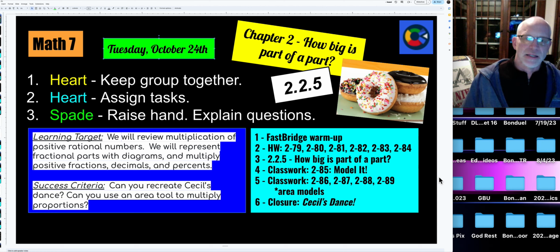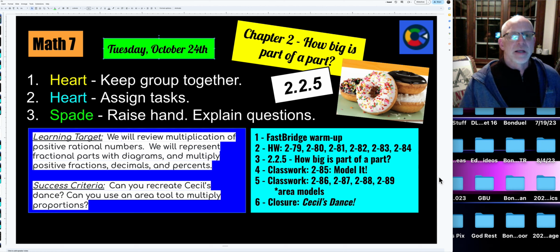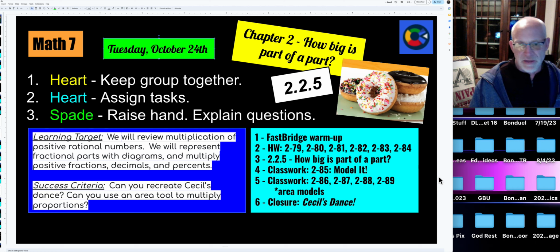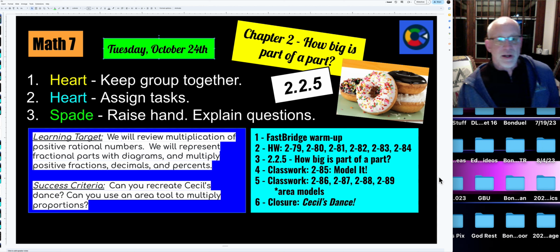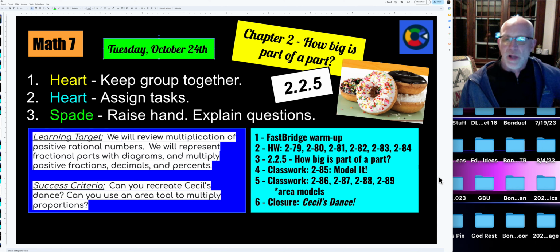So what we're looking at today is 2.2.5 in your ebooks, and this is Chapter 2, How Big is Part of a Part? Our learning targets for today, we will review multiplication of positive rational numbers. We will represent fractional parts with diagrams and multiply positive fractions, decimals, and percents. Boom. So the success criteria is, can you do this? Can you recreate Cecil's dance, which we're going to talk about, and can you use an area tool to multiply proportions?